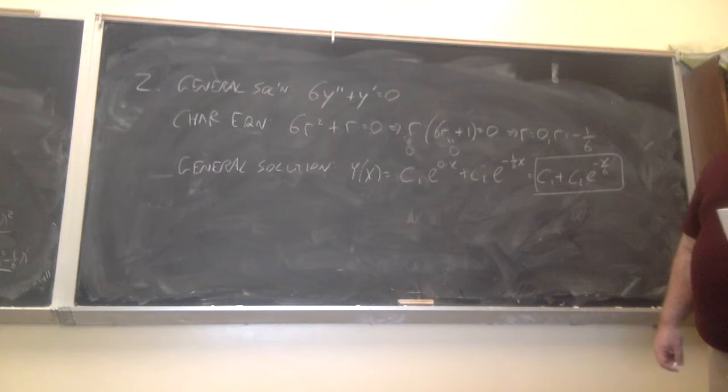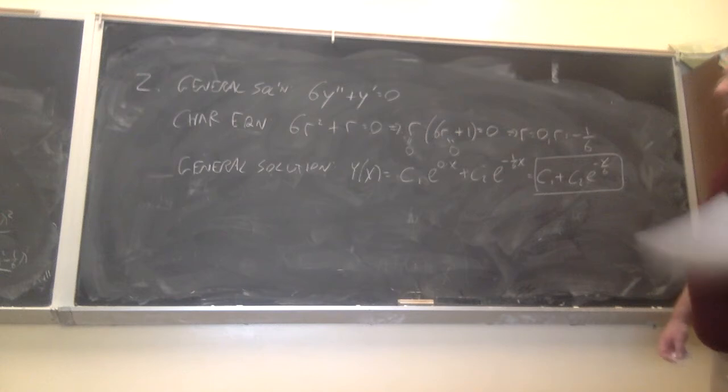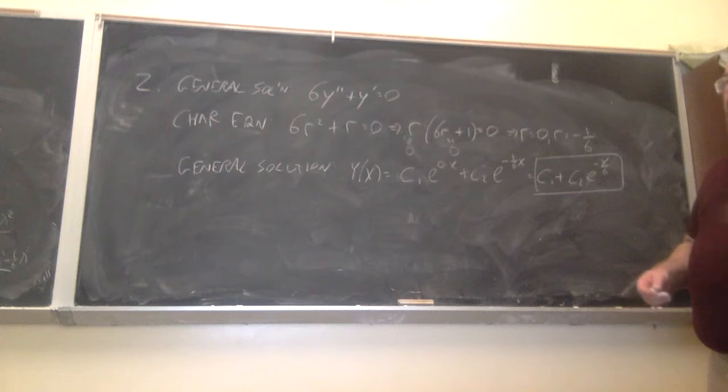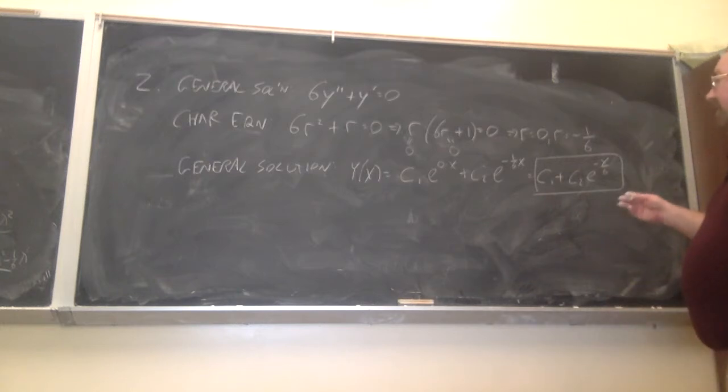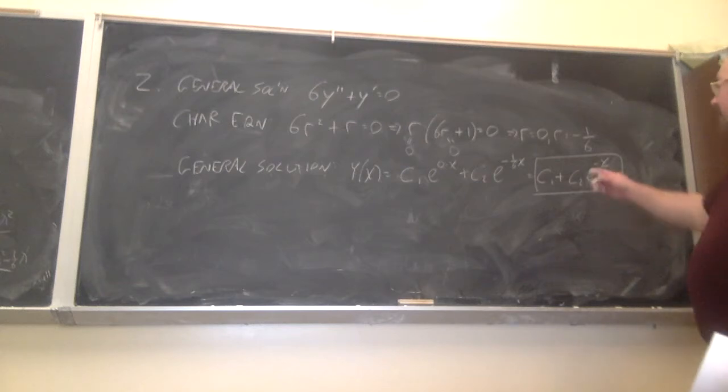These are my notes. I have the terms in opposite order. So I have c1 e to the minus x over 6 plus c2. WebAssign doesn't care what order the terms are entered in or which has a c1 and which has a c2, because it's certainly the same general solution. So there you have it. You can just find your two roots. When they're real and distinct, then you have exponentials with those roots as the coefficients of x, multiplied by arbitrary constants and added together, and that's it.